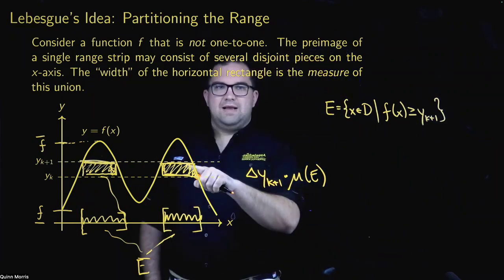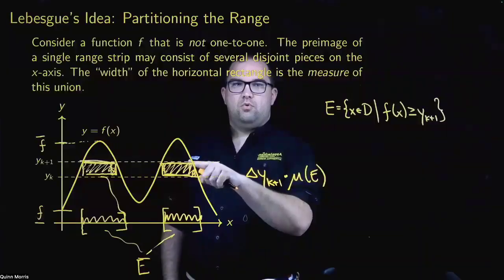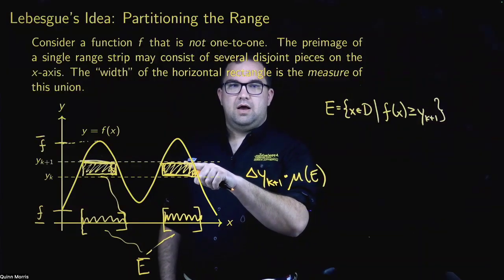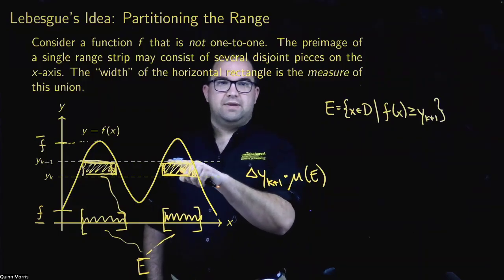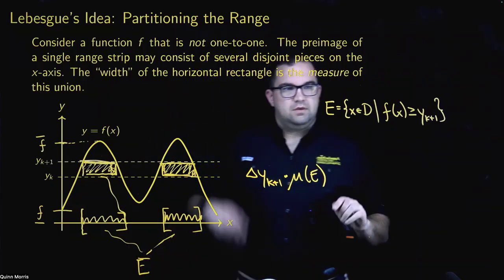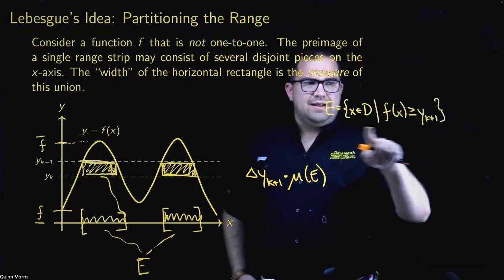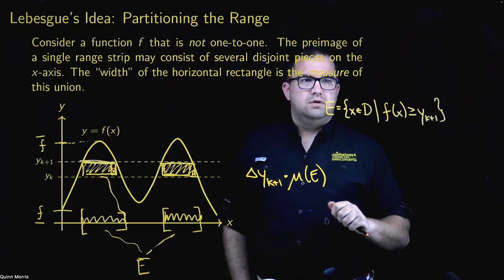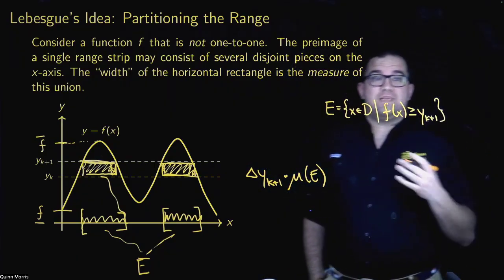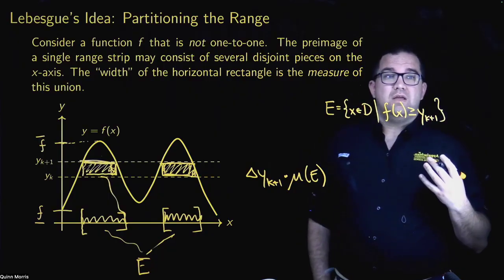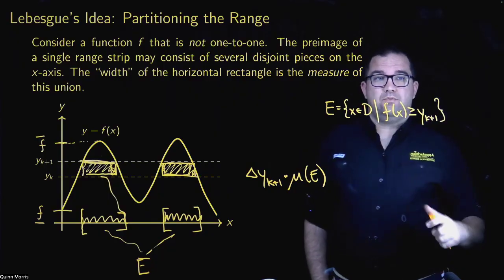Right? It's all the x values where I get f of x being greater than or equal to y sub k. Now, in general, I can ask myself, how do I know that this set is measurable? And the answer is, I don't necessarily know that. Without assuming anything else about f, I don't know that this set will be measurable.